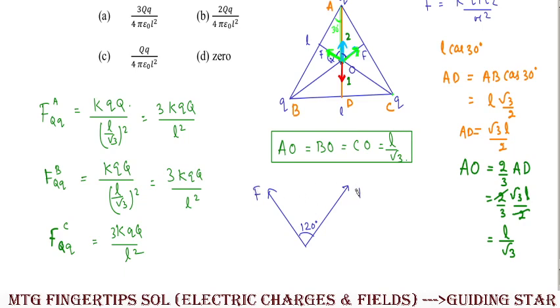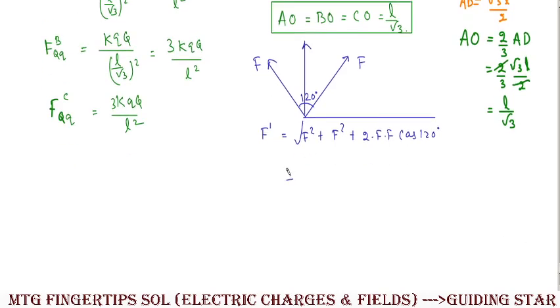This is F and this is F, so resultant of this one will be how much? So it will be resultant F prime, that will be equal to root of F square plus F square plus 2 into F into F into cos of 120 degree. Clear? So finally what will be that value? It will be root of 2F square plus 2F square cos 120, cos 120 is minus 1 by 2, so it will be F. It will be simply F.